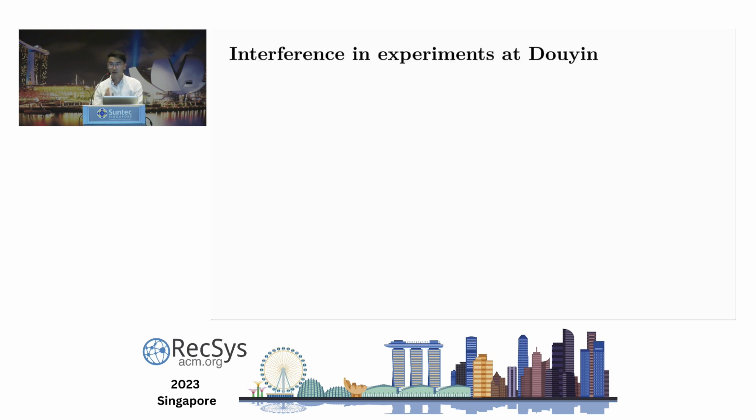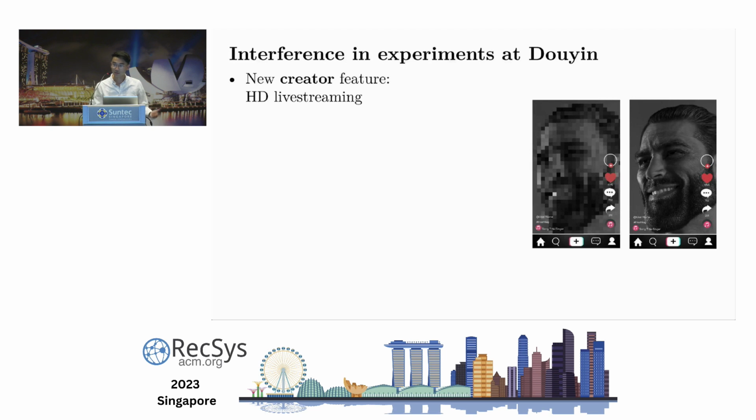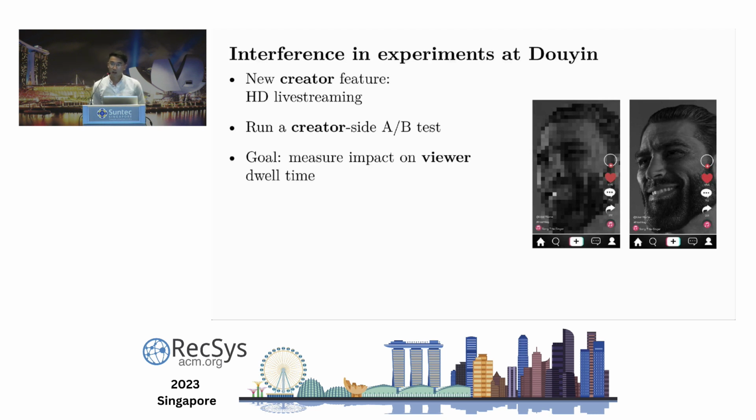Let me first situate you in a very specific, common problem setting, where Douyin at the time was working on rolling out a feature for HD live streaming. This feature essentially allows creators to deliver their streams in HD, going from something like this to something like this. It's a feature that's visible to creators, so it has to be rolled out on a creator level. The way you'd evaluate this is typically by running a creator-level A/B test. However, one of the key metrics here is to measure the impact on viewer dwell time. So this is on the other side.